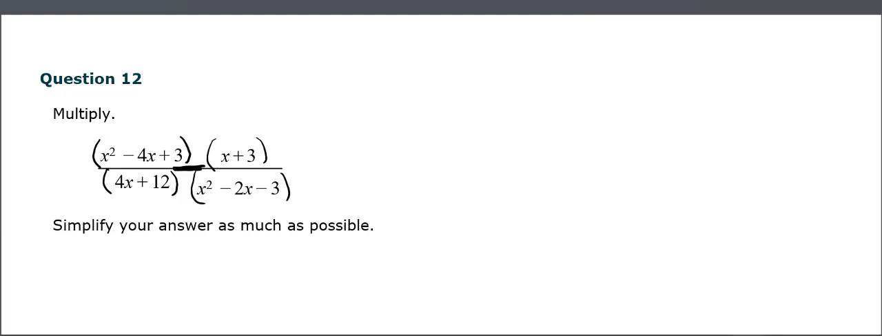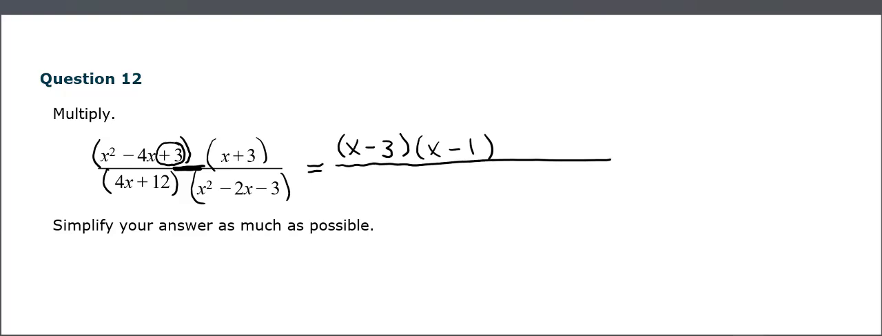So I'm going to look at the x squared minus 4x plus 3. And remember, we can use the shortcut since our leading coefficient is 1. So I'm looking for the factors of positive 3 that add to a negative 4. And that would be a negative 3 and a negative 1, since negative 3 times negative 1 is positive 3, and negative 3 plus negative 1 is negative 4.